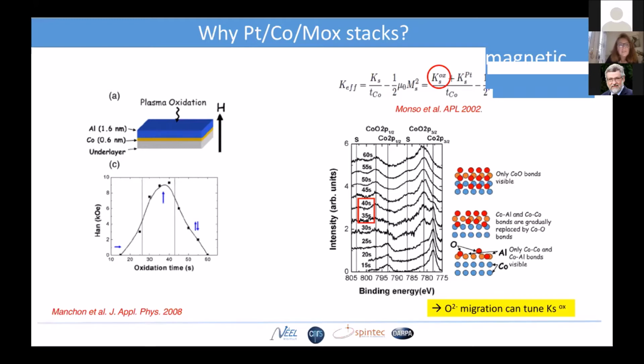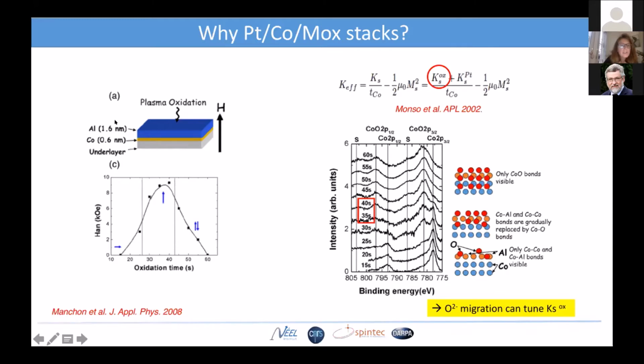But what was found is also the presence of an anisotropy term at the interface between the cobalt and the metal. In this case, I show the case of aluminum. And what was shown is that this anisotropy term depends strongly on the oxidation of the cobalt oxide interface, and has this characteristic shape that can be found in any kind of oxide layer.